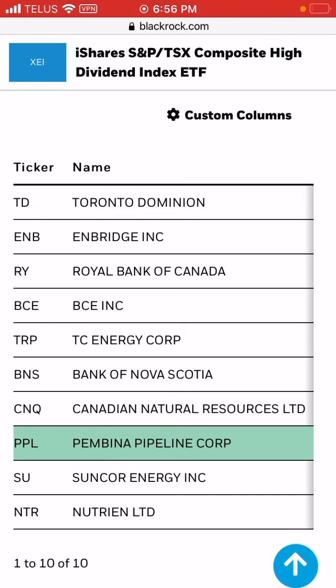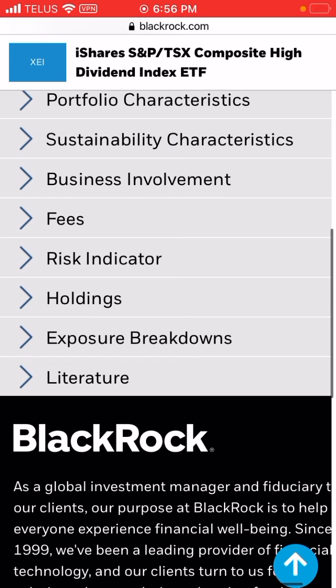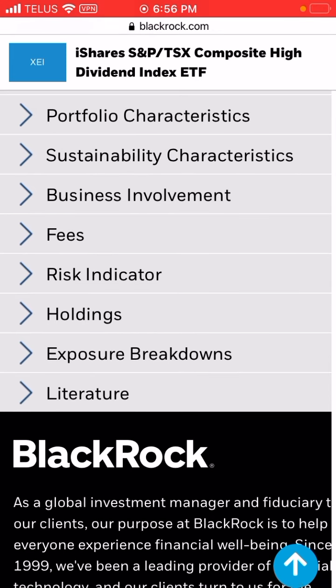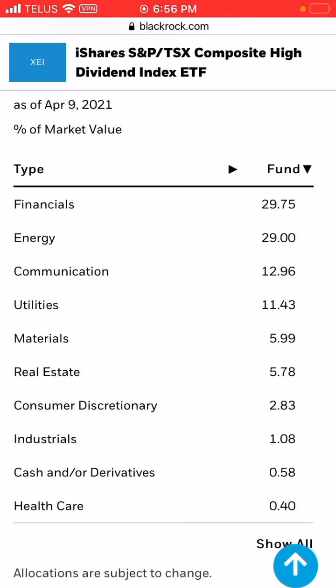Like how much are these stocks going to affect the returns of the XEI. And so these are the top 10 stocks inside the XEI. If we click the exposure breakdowns, these are the sectors of the stocks inside the XEI. And as we saw earlier on the top 10 stocks, there is Toronto Dominion and Royal Bank. If I invested $100 in XEI, around $30 will be invested in the financial sector.